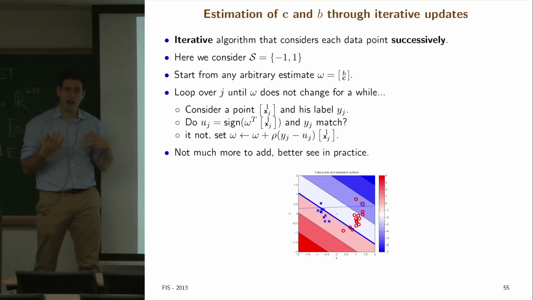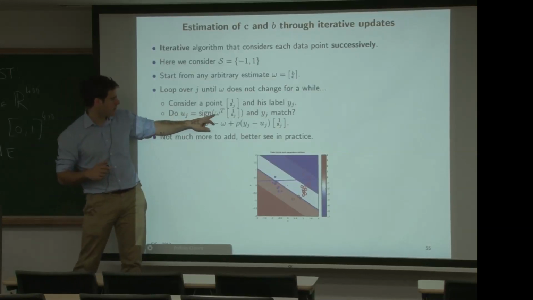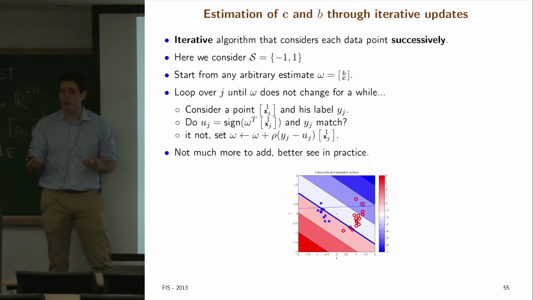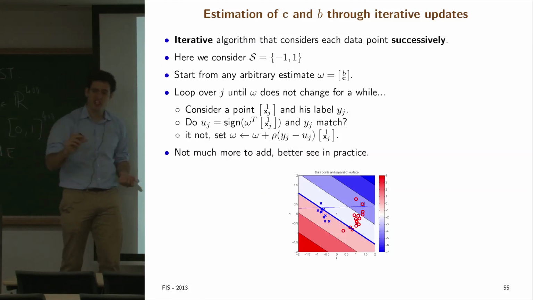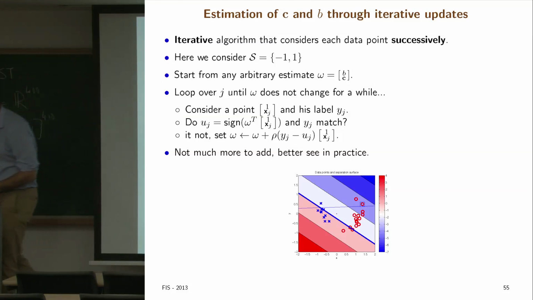And then we look at our current guess for that point, which would be the guess uj. The guess is just the sign of omega transpose the vector. If the guess and yj match, if they agree, then we're fine. If not, we change the direction a bit so that it will agree a bit better the next time.